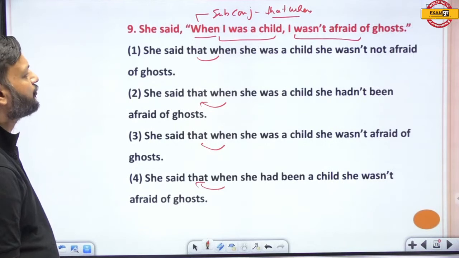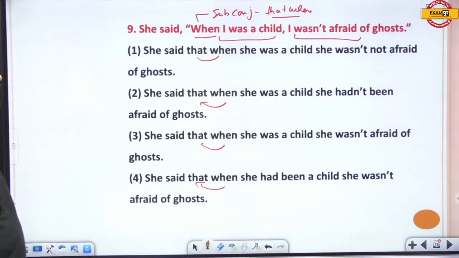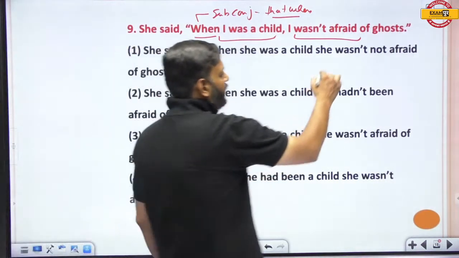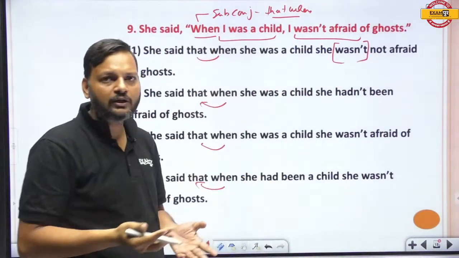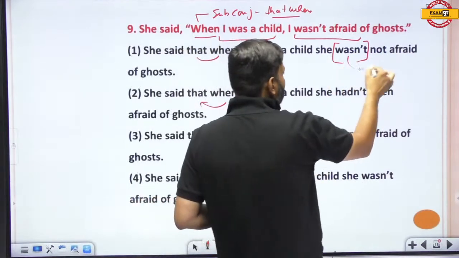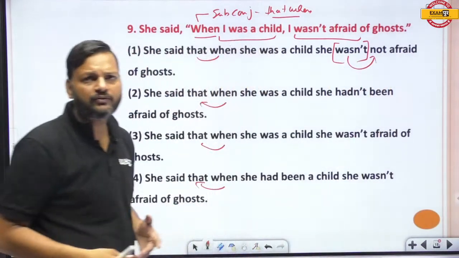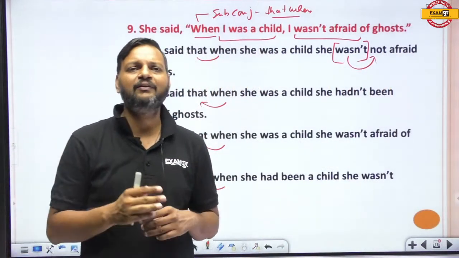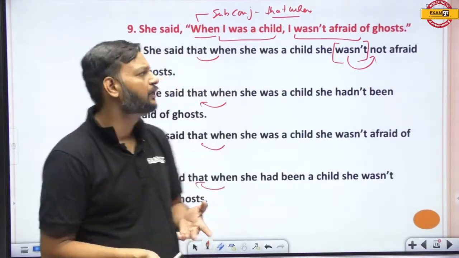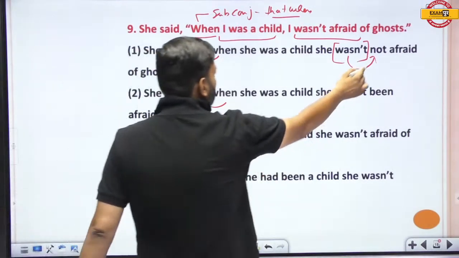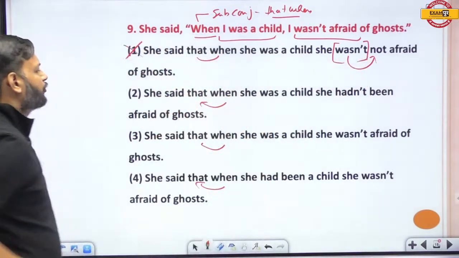She said when she was a child. She wasn't not. Now see, here not is repeated. Wasn't means was not, and one more time there is not. So one not is superfluous. If it is written wasn't, then there is no need of not, because wasn't itself means was not. So because of this, this sentence is not the answer.